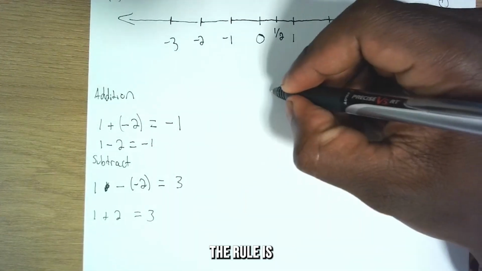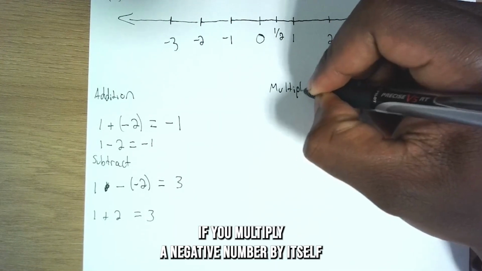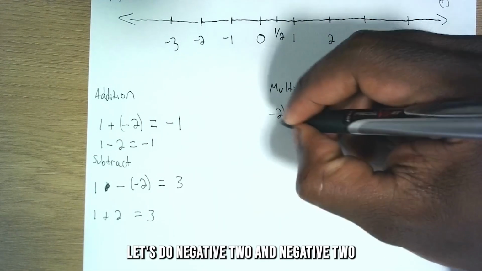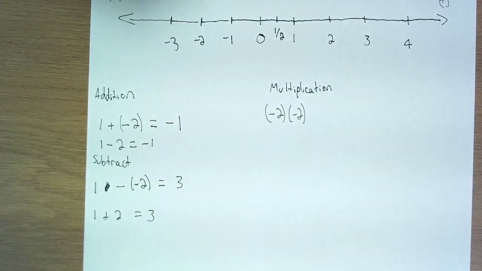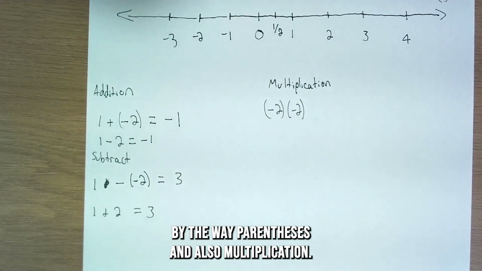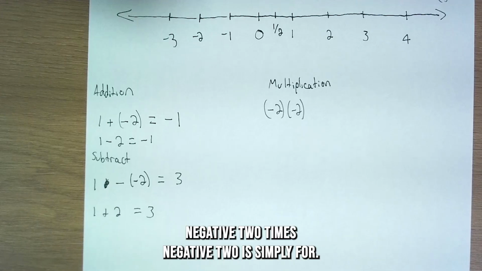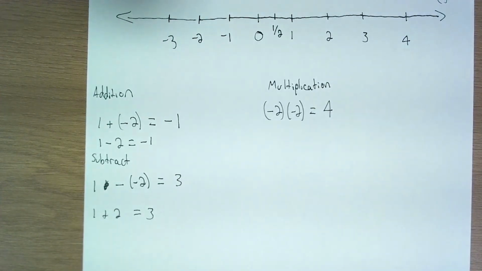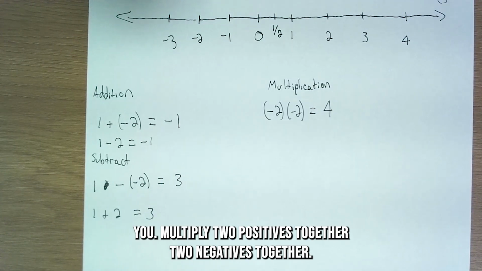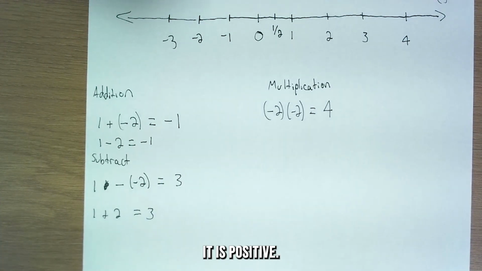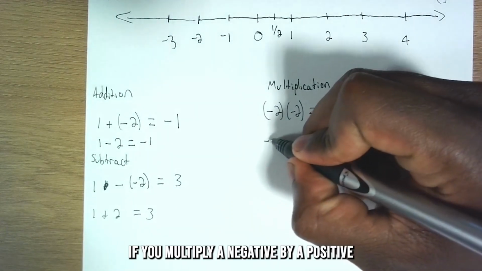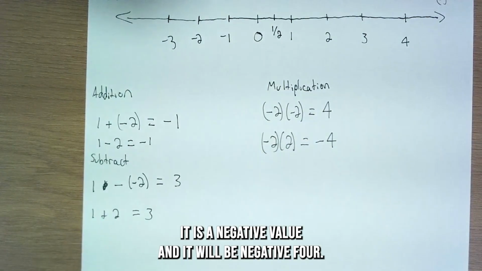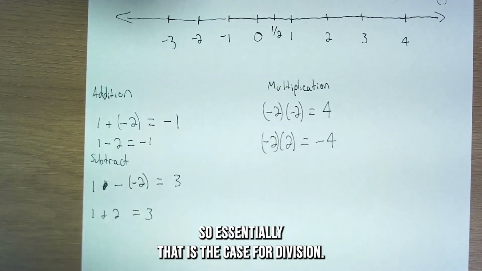Multiplication, the rule is if you multiply a negative number by itself, let's do -2 and -2. By the way, parentheses are also multiplication. You're going to see that often. -2 times -2 is simply 4. You multiply two positives together, two negatives together, it is positive. Likewise, if you multiply a negative by a positive, it is a negative value, and it'll be -4.